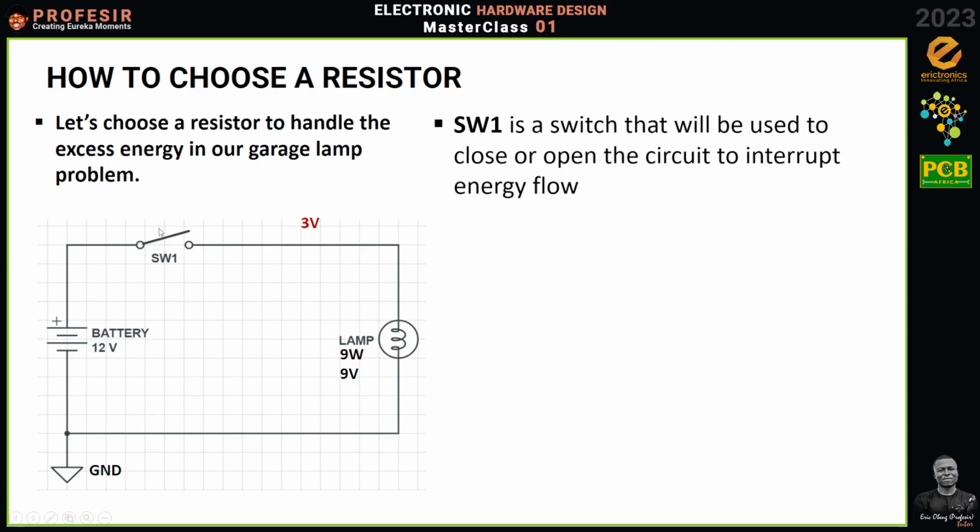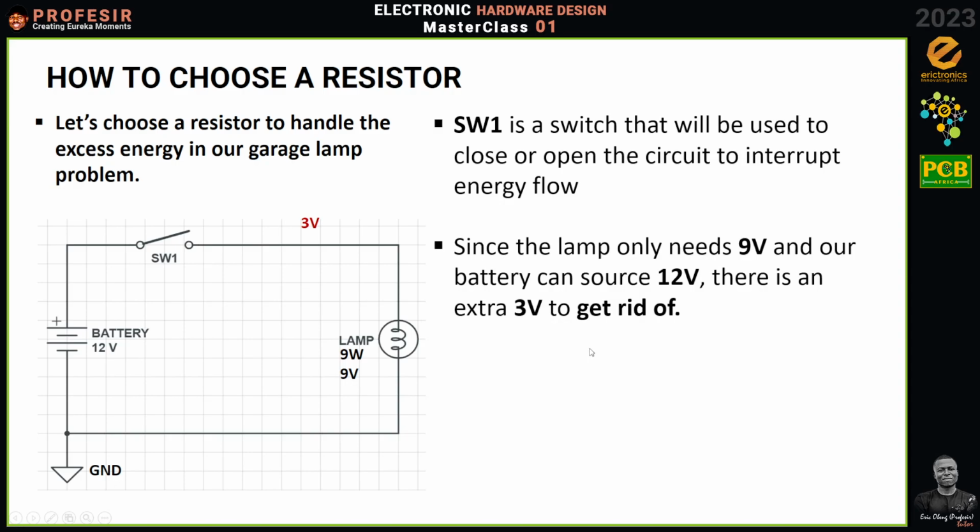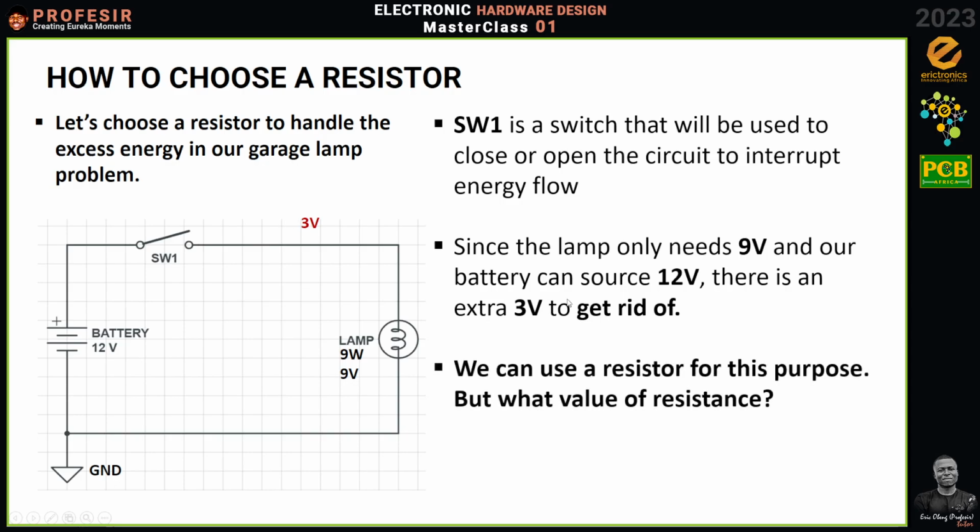Okay, so this is actually a switch, something to control or interrupt the flow of energy, right? Now, if we leave this circuit in this way, anytime we close the circuit, the bulb will burn. We will have to replace it, right? Why? Since the lamp only needs 9 volts and our battery can source 12 volts, there is an extra 3 volts that we have to get rid of. Is that okay? And we already have said that we can use a resistor for this purpose.